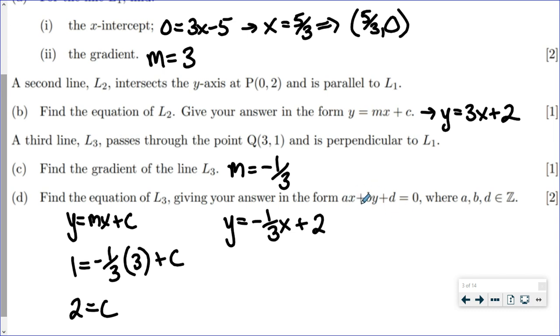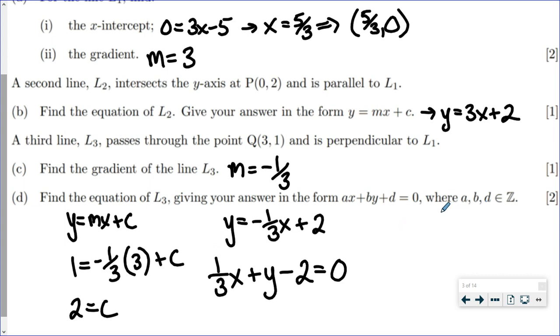But I want it in this ax plus by plus d equals 0 form. So I'm just going to move everything over to the left side. Or you could just move the y over to the right. So that's actually the least amount of steps, doesn't really matter. But I like positive leading coefficients, so I'm going to go ahead and add. So this would end up being 1/3 x plus y minus 2 is equal to 0. So I simply added 1/3 x to both sides and subtracted 2 from both sides.